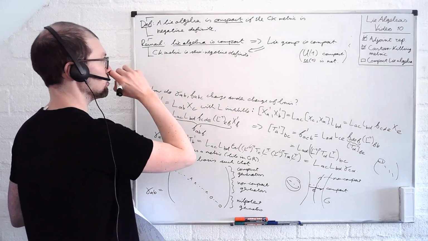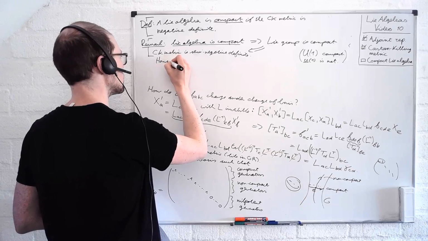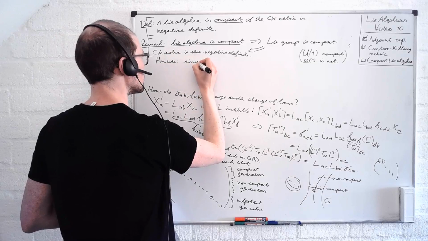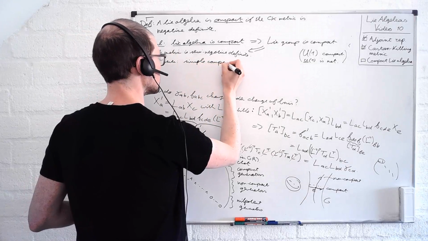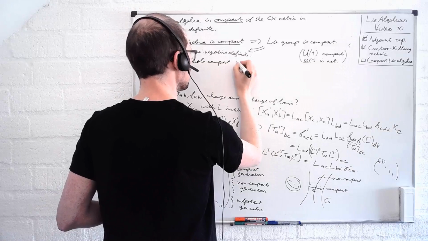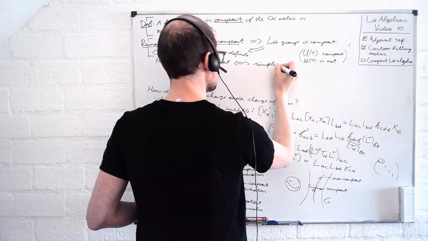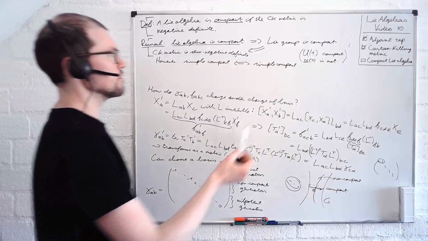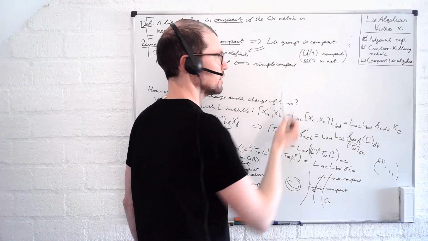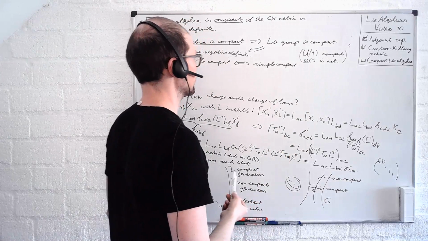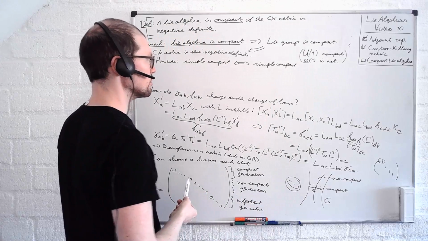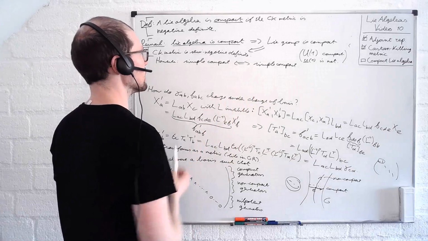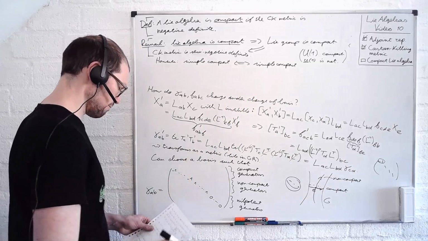Okay, so let me write one more thing. However, a simple compact Lie algebra is the same as a simple compact Lie group. That's also why this example fails: U1 is not a simple Lie group. But as soon as we restrict to simple Lie algebras and Lie groups, which we'll do in the following, then compactness of the Lie algebra and the Lie group is actually the same thing.